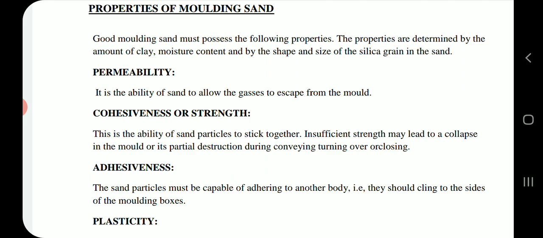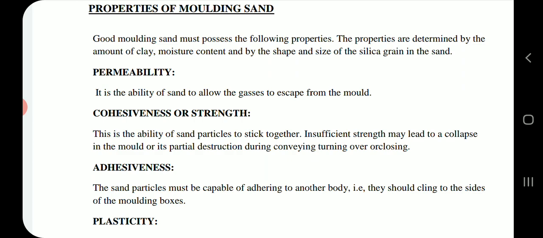in the sand. Permeability. It is the ability of sand to allow the gases to escape from the mold. Cohesiveness or strength. This is the ability of sand particles to stick together. Insufficient strength may lead to a collapse in the mold or its partial destruction during conveying, turning over, closing.